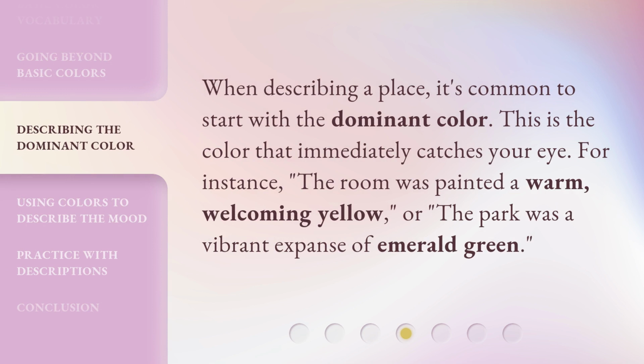When describing a place, it's common to start with the dominant color. This is the color that immediately catches your eye. For instance, the room was painted a warm, welcoming yellow, or the park was a vibrant expanse of emerald green.